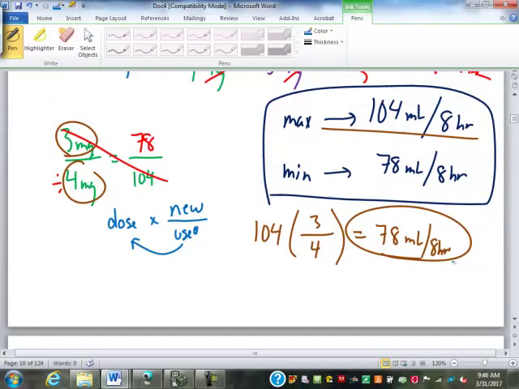Now you can see for what they're giving here, that's actually below the recommended dosage range. Nothing unsafe about it, but it's below the range. So it might be something you'd want to double check.